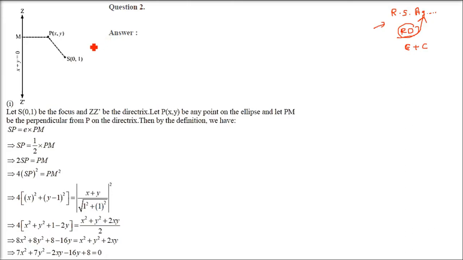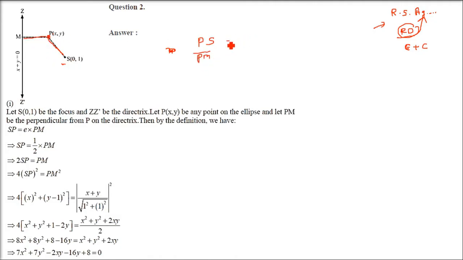Coming back to the question, find the equation of the ellipse in the following cases. So one of these I am going to take and we'll do it properly. What you will do is, the focus is given, the directrix is given, the eccentricity is given. So we will take the distance, this x and y distance from the S, x minus, let me just write the formula here.